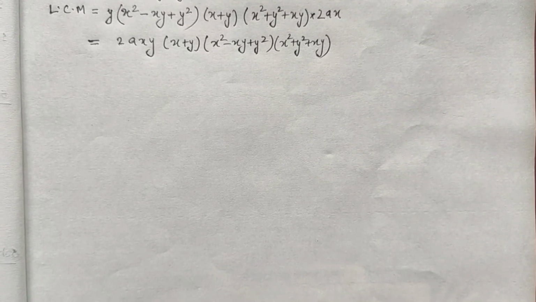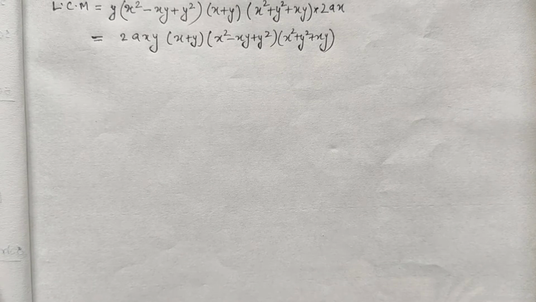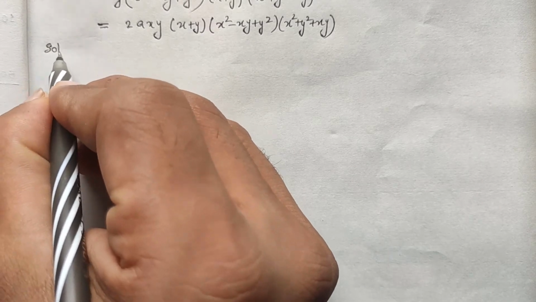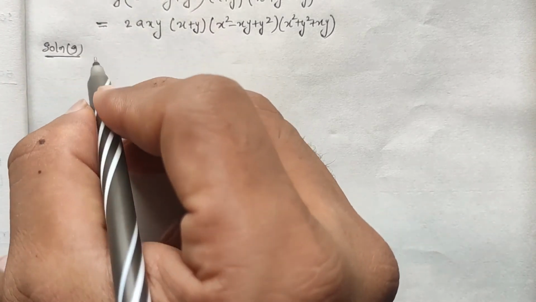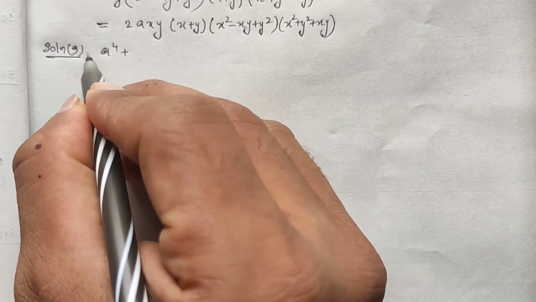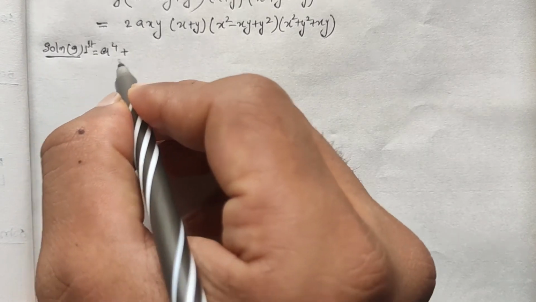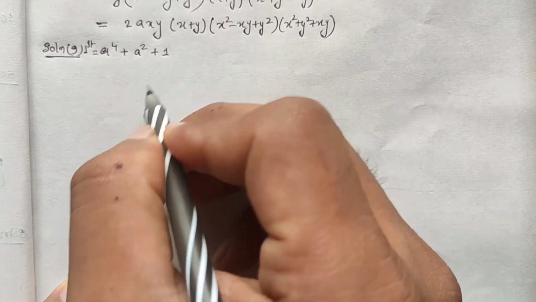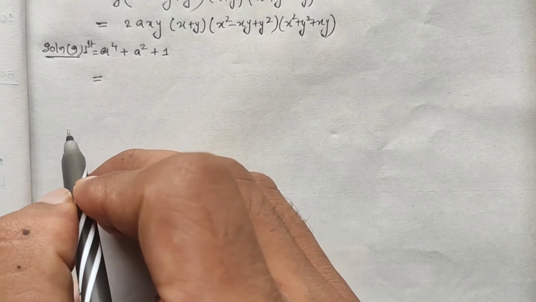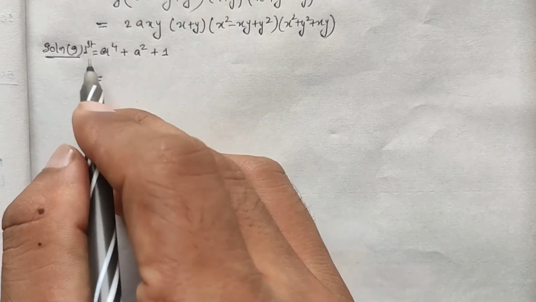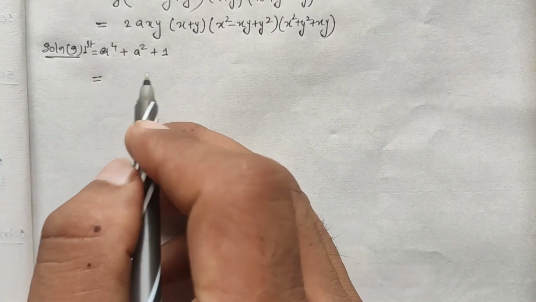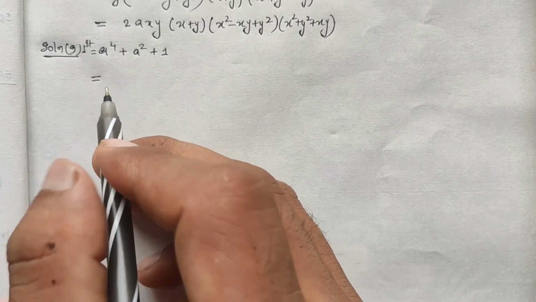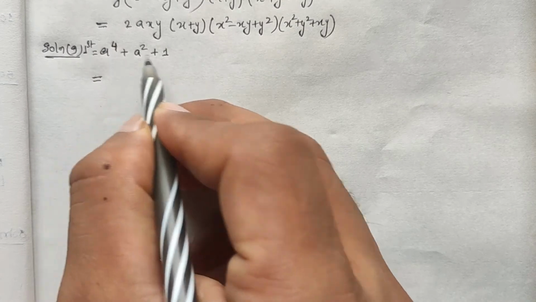Now we will move on to question number 9. It is of a different difficulty, somewhat different from the other questions. So let's move on. In question number 9, the first expression is a4 plus a square plus 1. Now think for 5 to 10 seconds about how you can solve it and how you can factorize it. Just pause the video and think for 5 to 10 seconds.